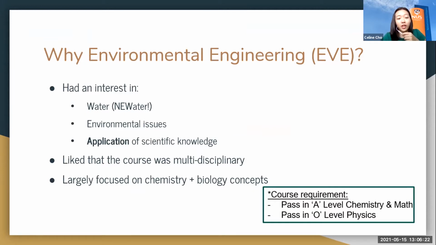So why did I choose environmental engineering? Back then, fresh out of junior college, I knew I had an interest in water-related topics as well as environmental issues, and I was particularly interested in the application of scientific knowledge rather than the actual theory. And I saw that environmental engineering was multidisciplinary, and I really liked this aspect of it. And I also liked that it was largely focused on chemical and biological concepts.